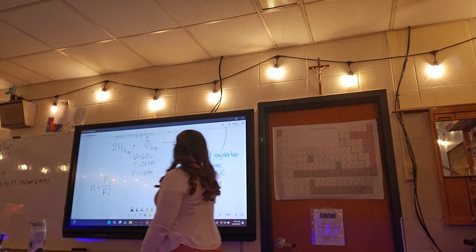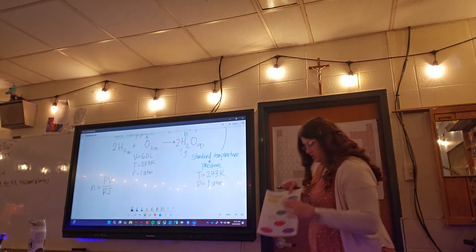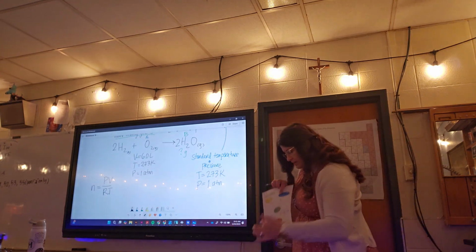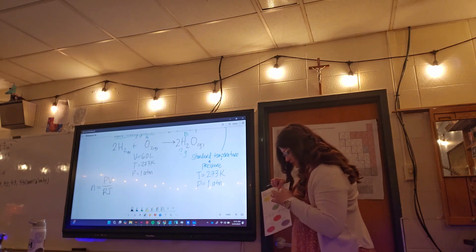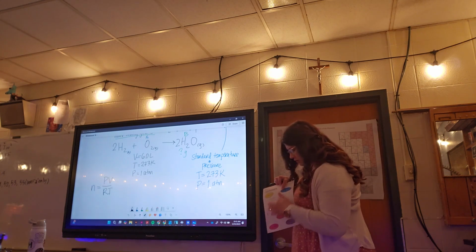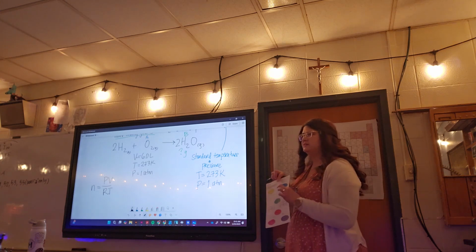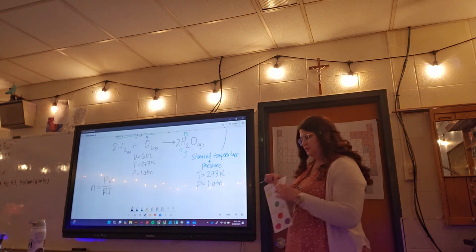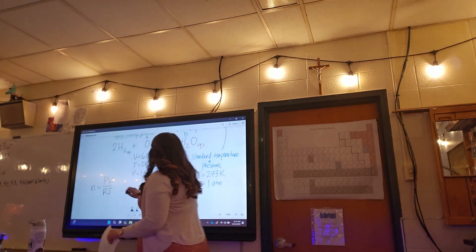Alright, slow down. Stop for a little bit. So we're starting here in the blue, and we need to get to pink. And so to go through all of the processes, I need to go first to the green. And so my sheet will tell me that I should use n equals PV over RT. Does that make sense in how to use the flow chart? So if you just do what it tells you, you should always be good.